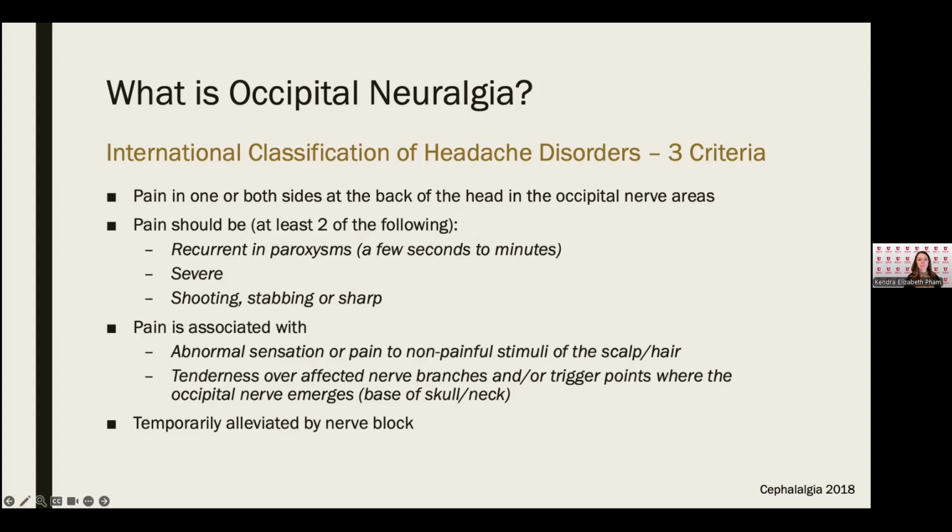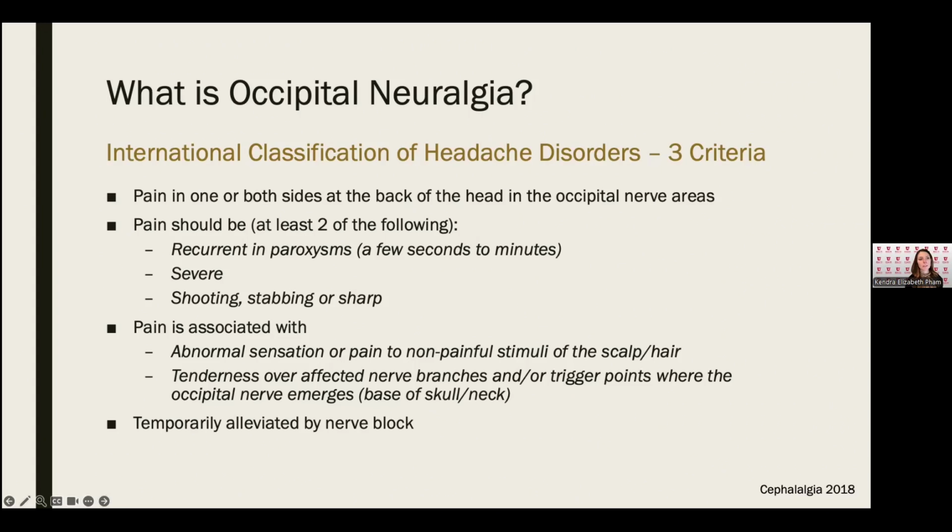The pain should be either recurrent in paroxysms, so it occurs a few seconds long to minutes long, or it's severe or shooting, stabbing, or sharp. And so 2 of those. And then you need to have either abnormal sensation, dysesthesia, or pain to non-painful stimuli, which is called allodynia, of the scalp or hair, or you need to have tenderness over the affected nerve branches and/or trigger points where the occipital nerve emerges, so the base of the skull and neck.